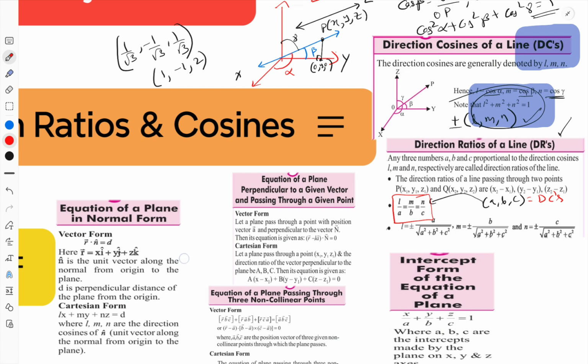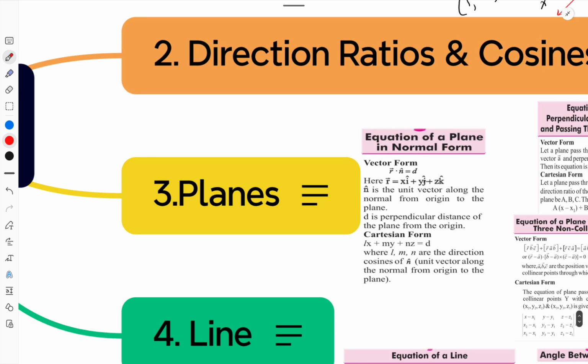Then comes the plane. What do you mean by a plane in space? A plane is a flat surface. It is a collection of infinite points such that if you join any two points in the plane, you get a line, and every point on that line completely lies in the considered region. Then this region can be called a plane, or simply you can understand it as a flat surface which is unbounded infinitely.